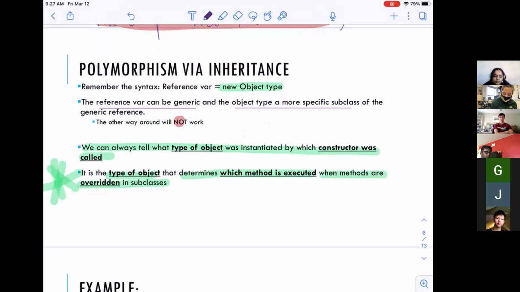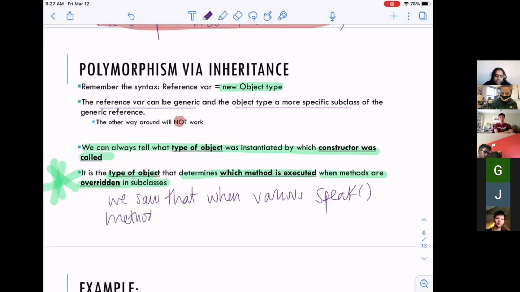All right, and we saw that when those various speak methods were executed in our warm-up. Okay, so we saw how depending upon what kind of object it was, determined which speak method was called.